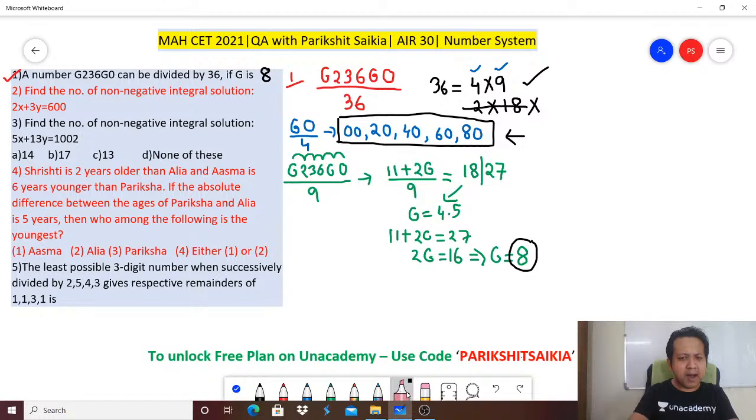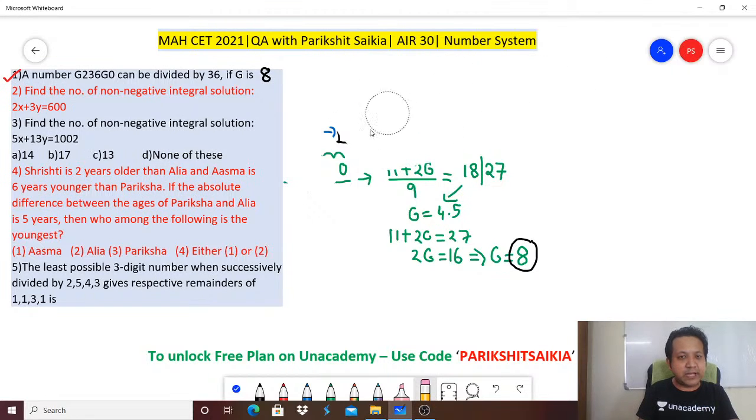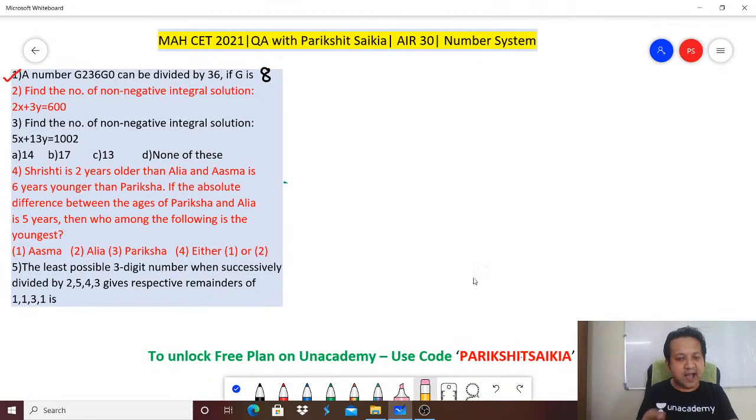So remember, Maharashtra CET, the questions are going to be easy. It's just the speed with which you do. 150 minutes, 200 questions. So you got to be knowing the shortcuts.